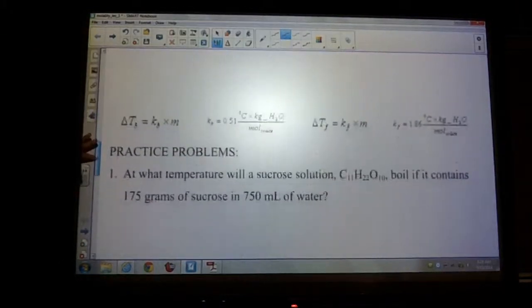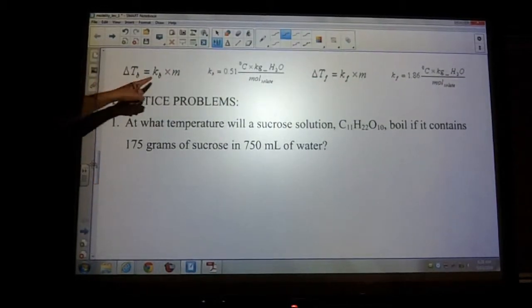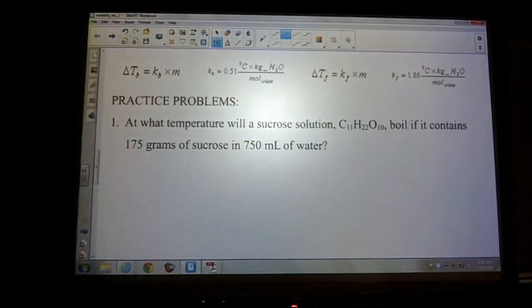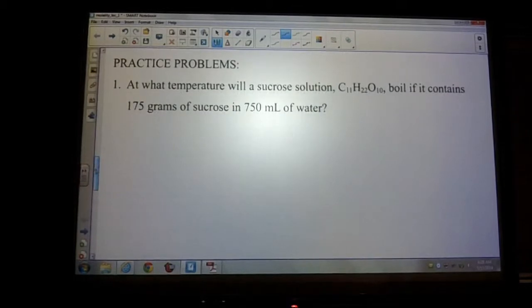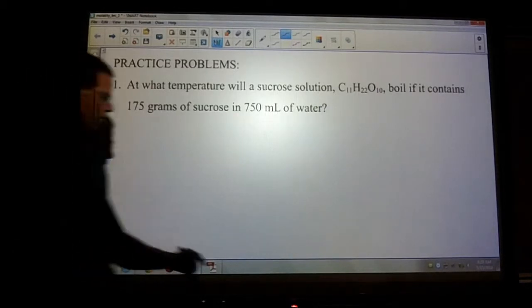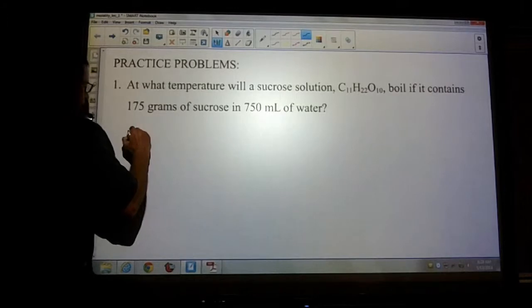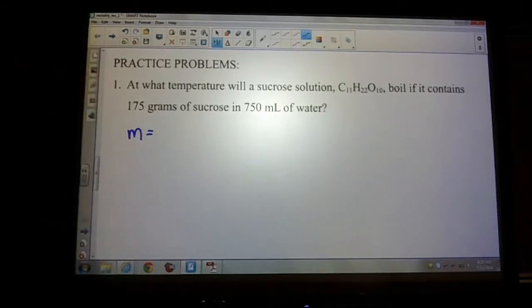All right, so the practice problem, and again, you'll have access to those. The question asks, at what temperature will a sucrose solution boil if it contains 175 grams of sucrose and 750 milliliters of water. Now, what is not given to you is the molality. So we have to find out what the molality is first. We have to actually find out what little m is equal to. And in this case, it says we have 175 grams of sucrose in 750 milliliters of water.